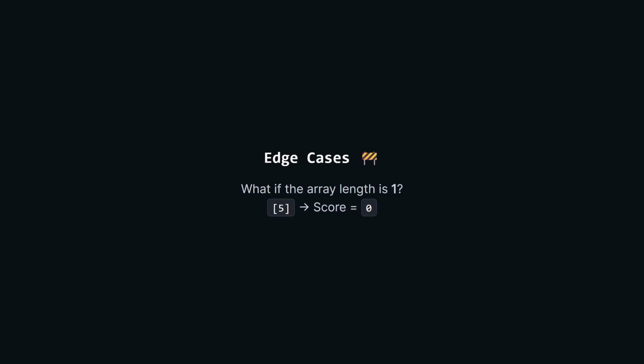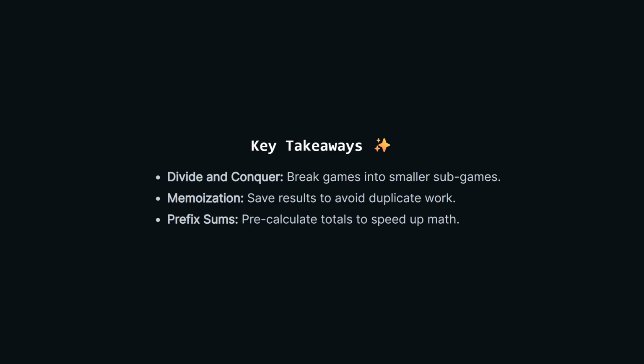A quick note on edge cases. If they hand us an array with just one single stone, the game can't even start, so our function correctly returns 0 immediately. Big lessons here are breaking complex games into tiny subproblems, and using memory to prevent doing the same math twice.